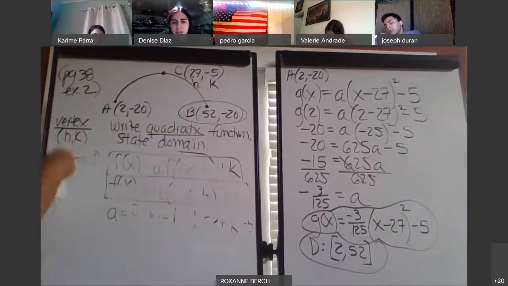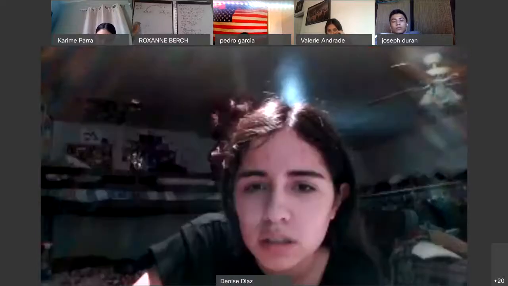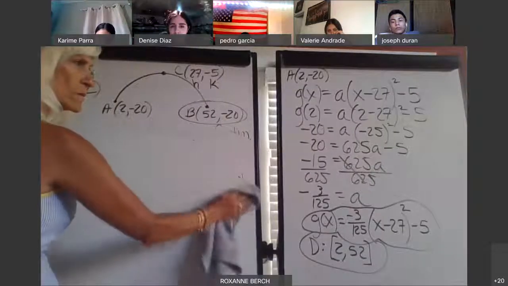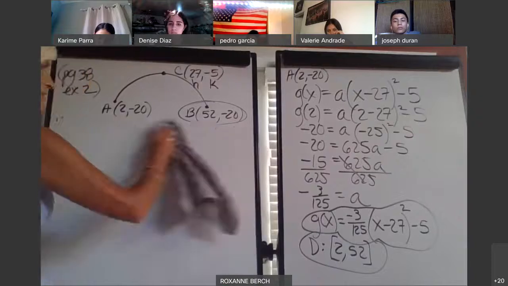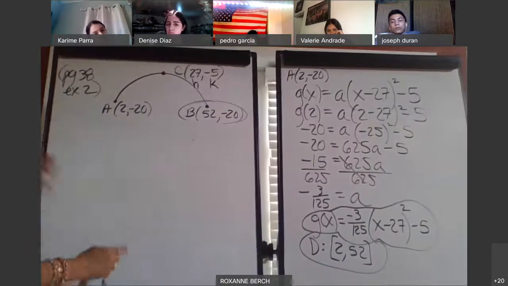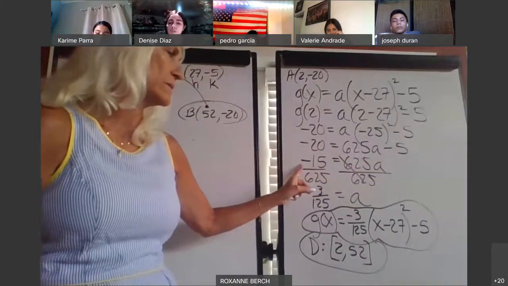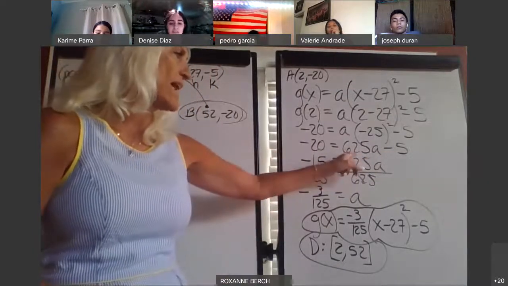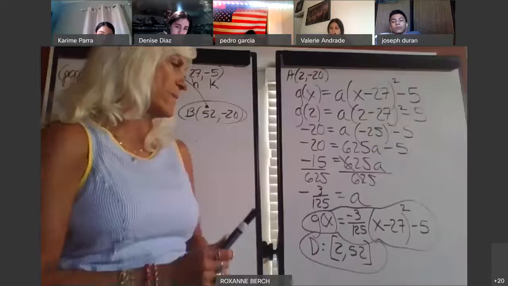Miss Birch, when you subtracted 15 from both sides, wouldn't it be 5? I didn't subtract 15 from both sides. I added 5. So right here, I added 5 and it went away, and I added 5 to -25 to get -15. Oh. And then I divided both sides by 625, and I simplified this fraction by dividing the top and the bottom by 5.